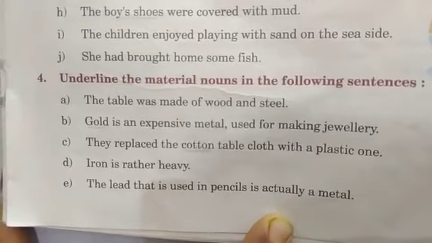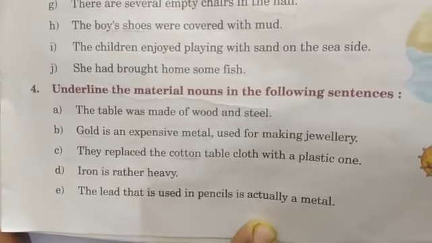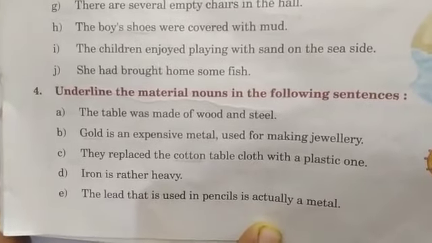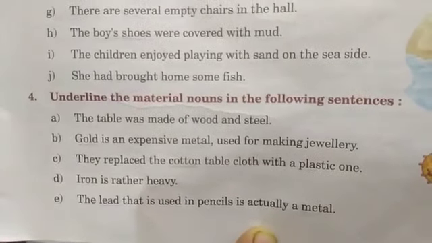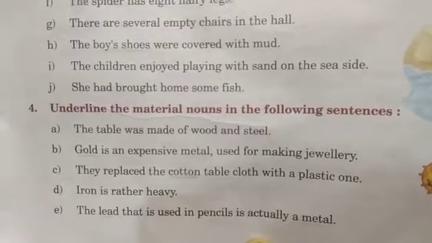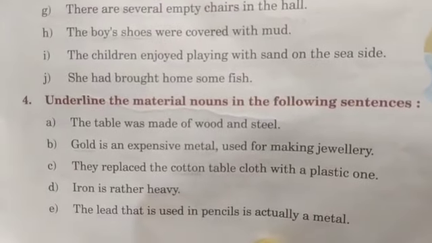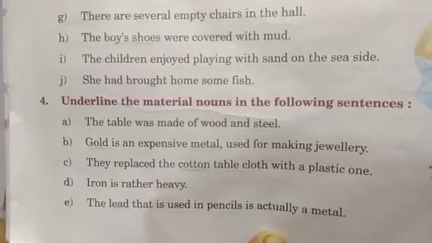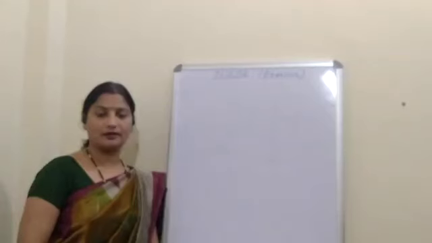In the same way, gold is an expensive metal used for making jewelry. Now again, gold is a metal and we can use gold to make jewelry. So this gold will be the material noun. In the same way, you have to solve C, D and E.